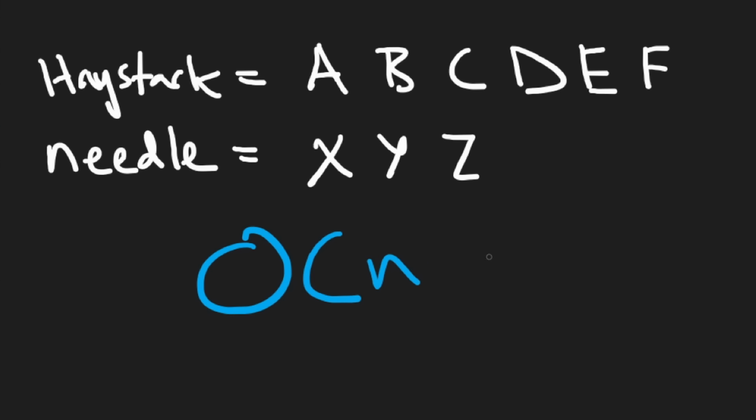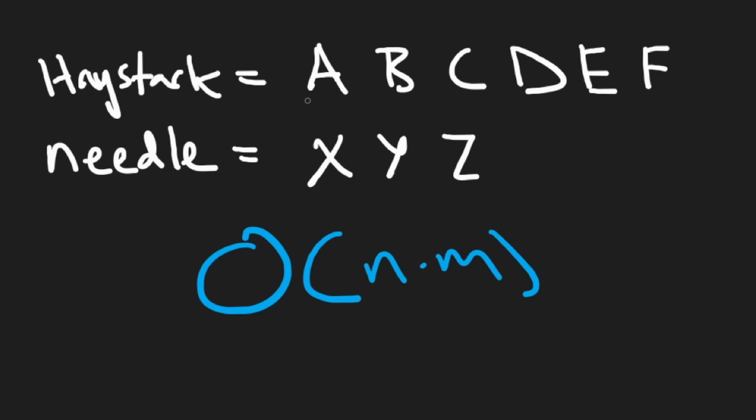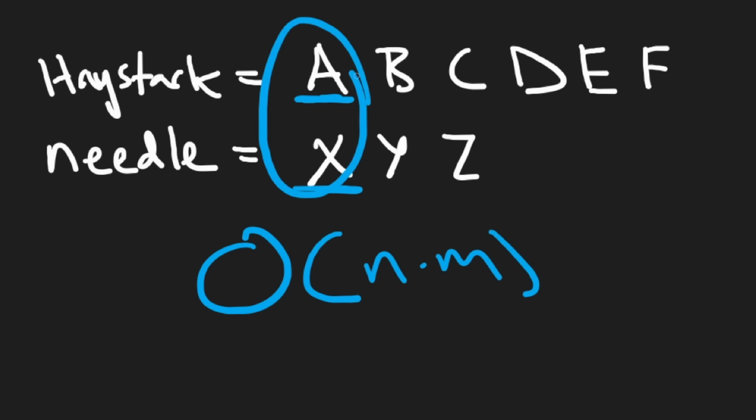But in reality, this brute force solution actually runs better than this. Take, for example, the two strings we have up above. First, we're just going to compare the first characters of each string, right? A and X, to check if this substring is equal to the needle. In this case, the first characters don't even match. So of course, we don't even have to check the next two characters, right?